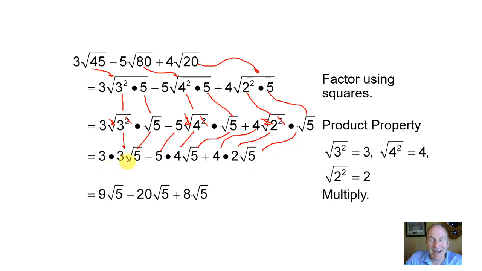And so this becomes 9 square roots of 5. All of this moves down to this term. This becomes minus 20 square roots of 5. And this becomes 8 square roots of 5.